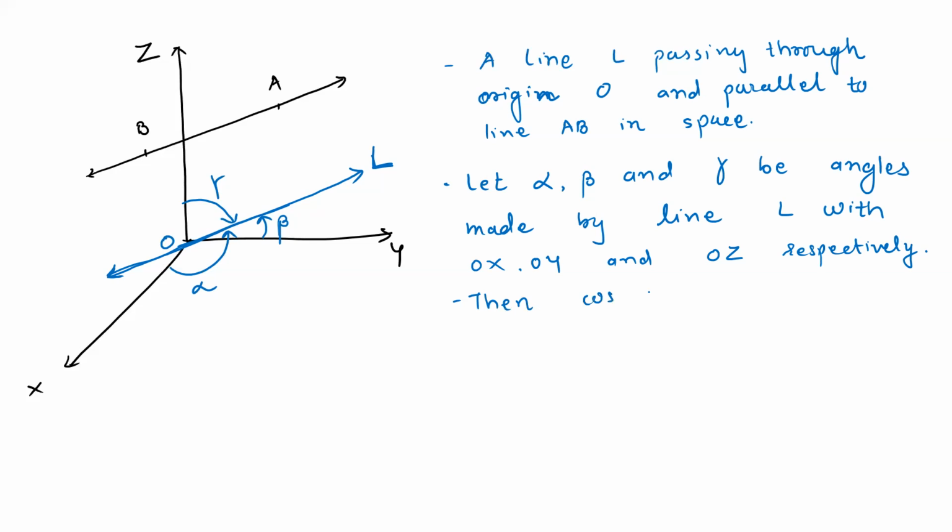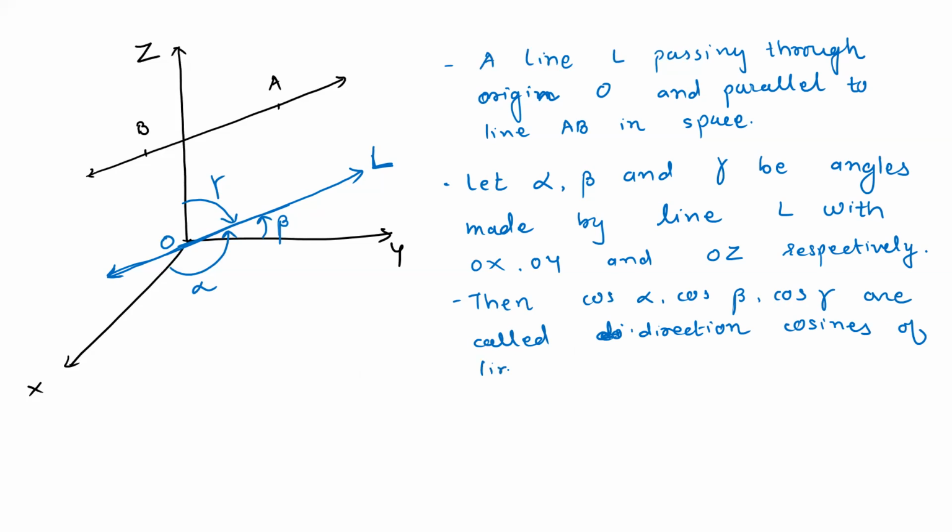Then cos alpha, cos beta, and cos gamma are called direction cosines of line AB.